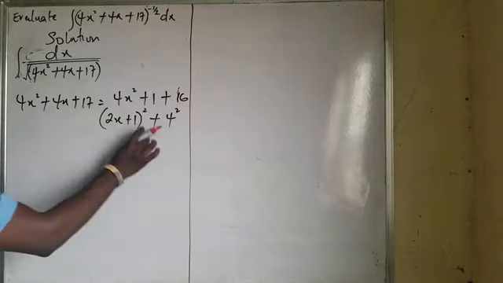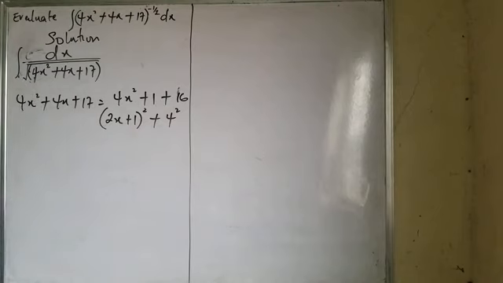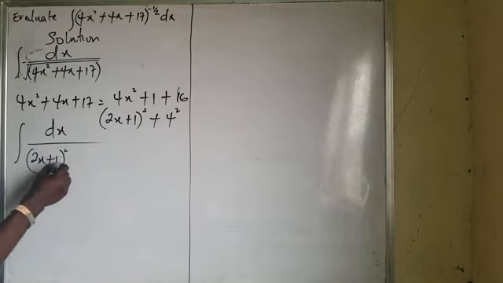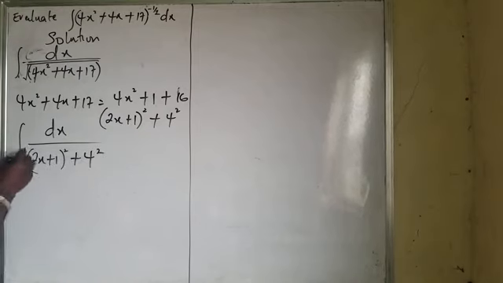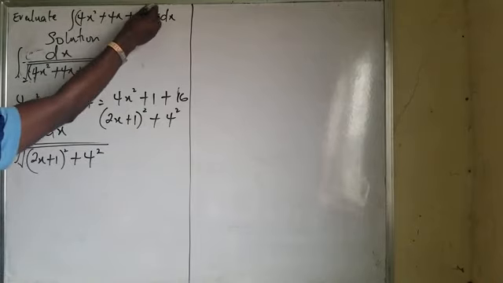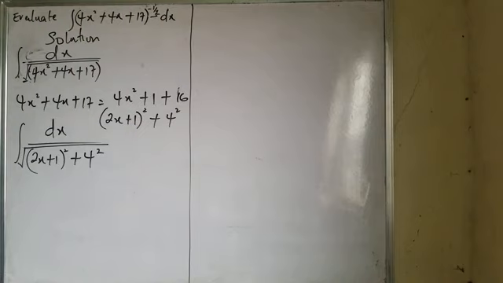Now, I can run back to the integral, which will be the integral of 2x plus 1 squared, don't forget the root, plus 4 squared, all under the root, because there is a root from the question. Okay, now since I have that, I've successfully reduced something without any problem. What can I do now?